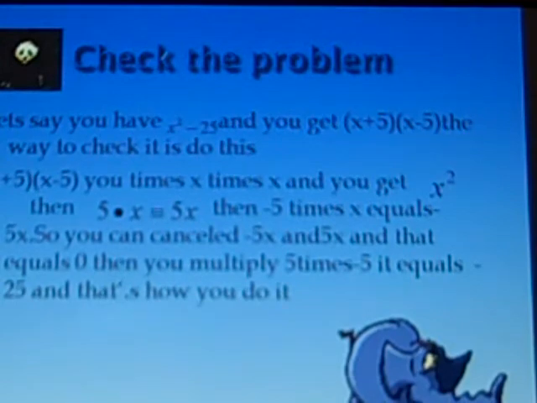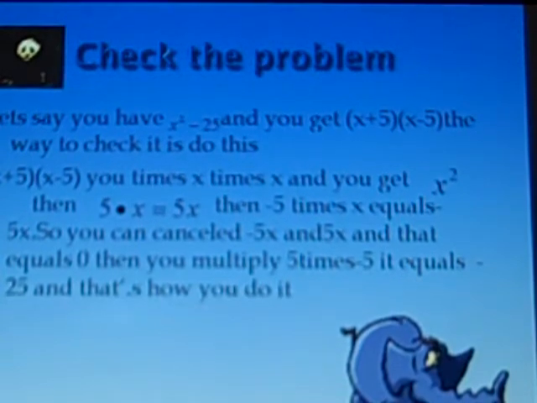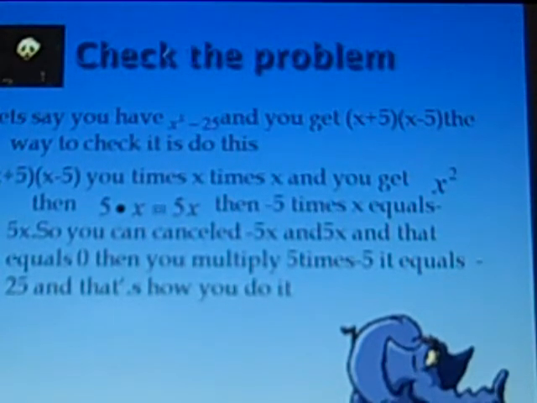So you can automatically cancel negative 5x and 5x. And that equals 0. Then you multiply 5 times negative 5. It equals negative 25. And that's how you do it.